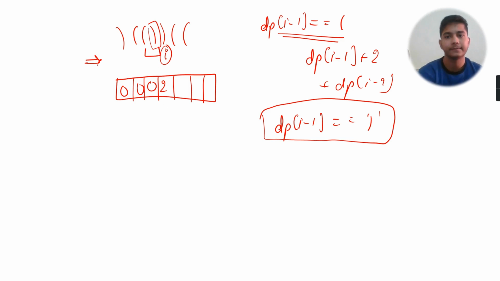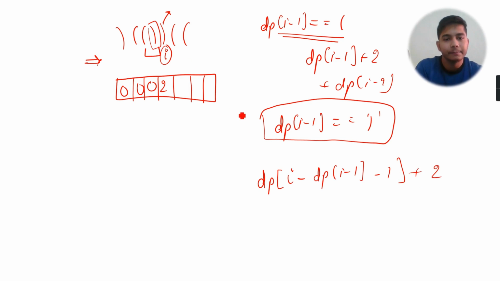So, we know that till this point we will be having our dp, right? So what will be the answer for this I? The answer of this I will be dp of I minus dp of I minus 1 minus 1, plus 2. So one answer will be this. Why this? Because we know that dp of I minus 1 is 2. So I know that this 2 is obviously forming a dp, and this 2 is obviously forming a dp. So won't it be this plus 2 plus dp of I minus 1?